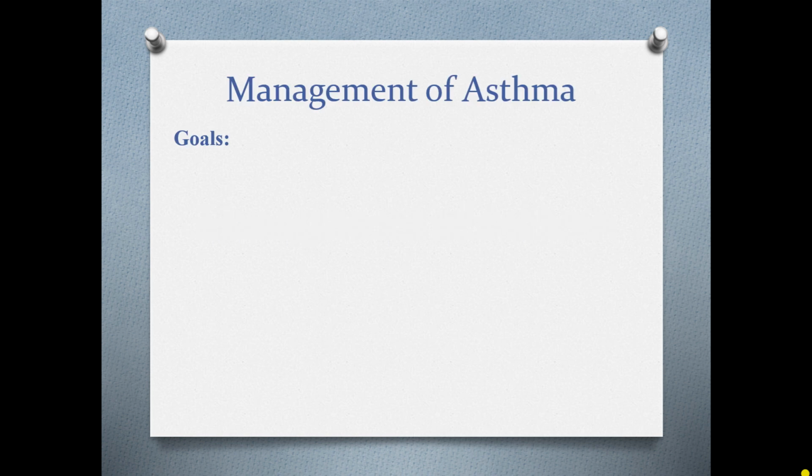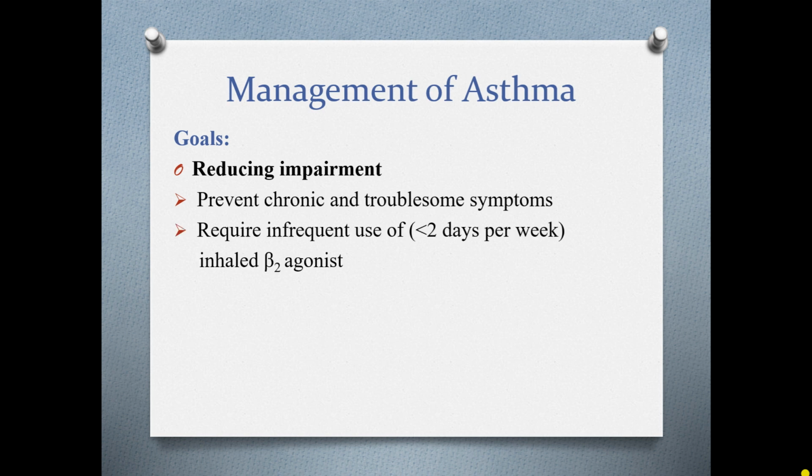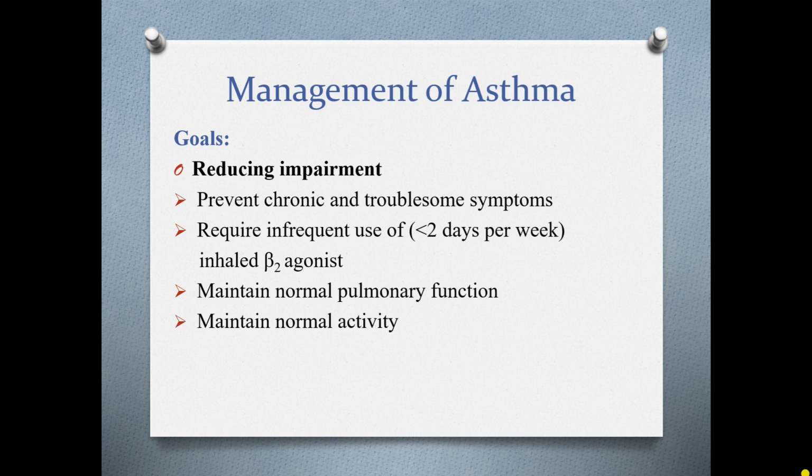So what is the goal in patients of asthma? First, we should try to reduce the impairment of the patient. We prevent the chronic and troublesome symptoms. Require infrequent use, that is less than 2 days per week, of inhaled beta 2 agonist. We should manage the patient in such a way that he requires the inhaler to be used less than twice a week. That is, acute episodes are fewer in number. Maintain normal pulmonary function so that long-term complications do not take place. Maintain normal activity of the individual and meet the patient's and family's satisfaction level.